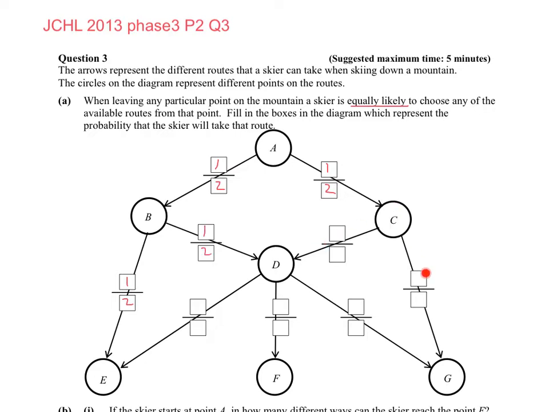Likewise for C, there's two options. What we're doing is we're simply writing in all the probabilities for choosing each individual branch. When you get to D, you can see here we've got three options. So in this instance, it can be 1 out of 3.